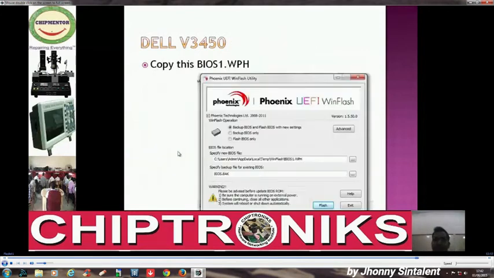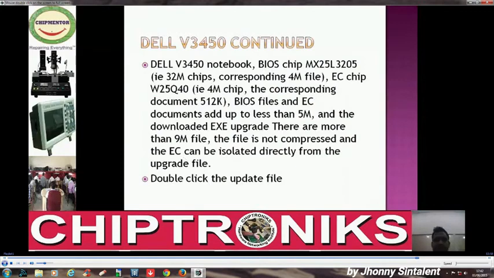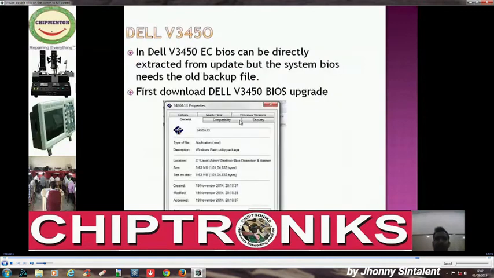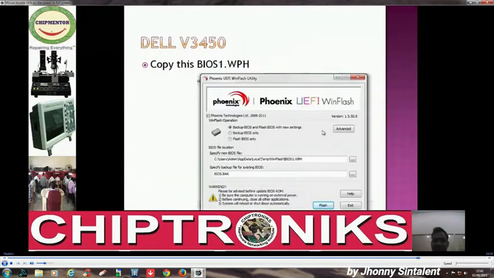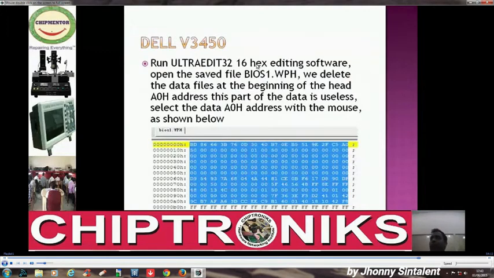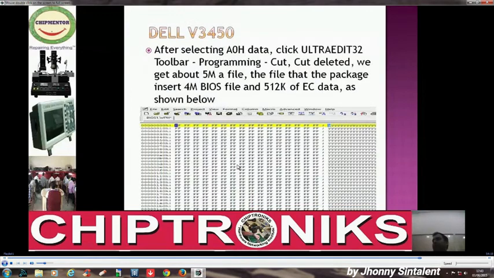Now we have downloaded the BIOS update, and it is close to 9.63 MB. That means we have to extract it. After extracting, we got BIOS 1.wph, which is close to our file. We'll open this and delete the initial A0H, and this is a 5 MB file. That is what we require, 4 MB plus 512 KB. Now we have got this file.